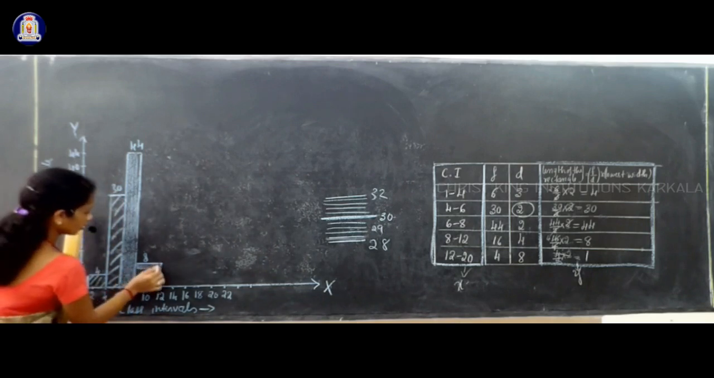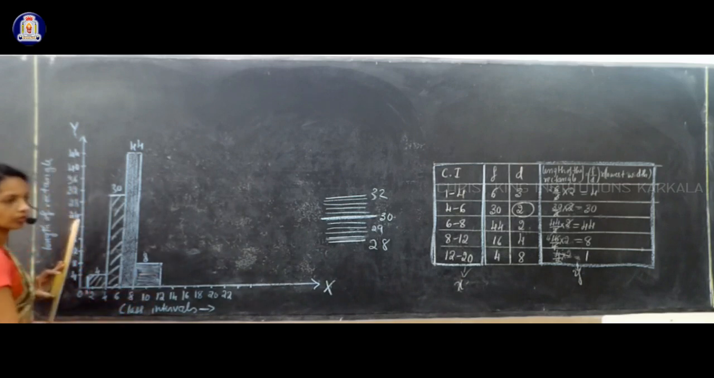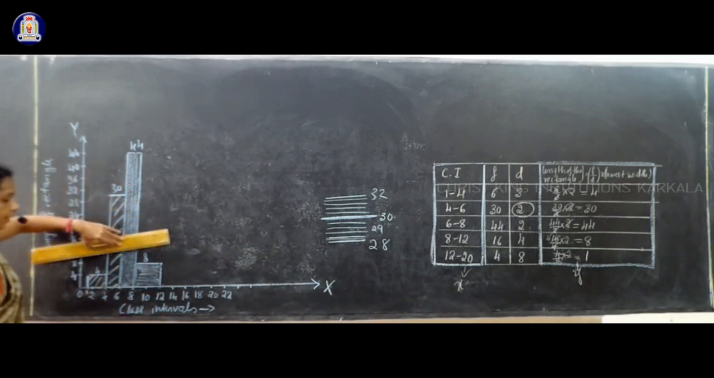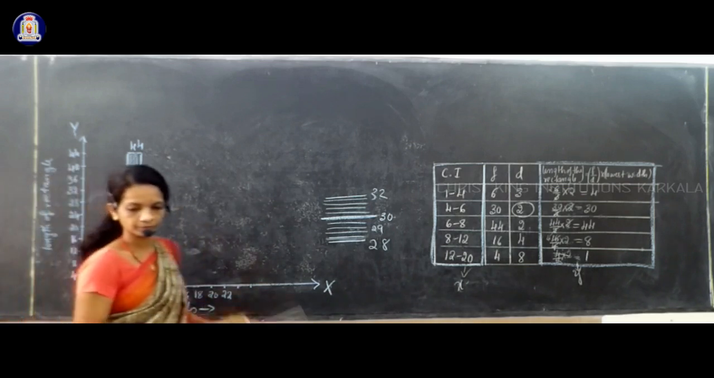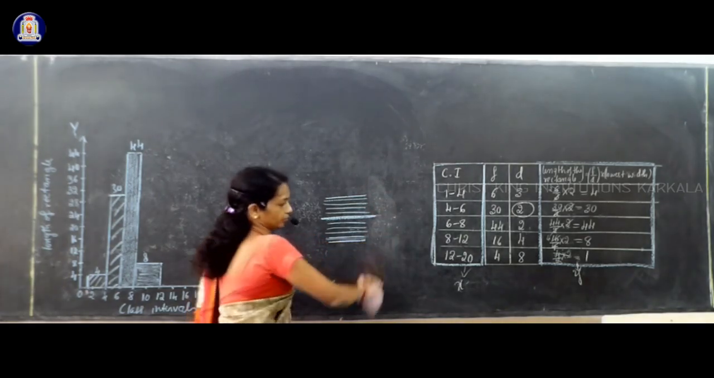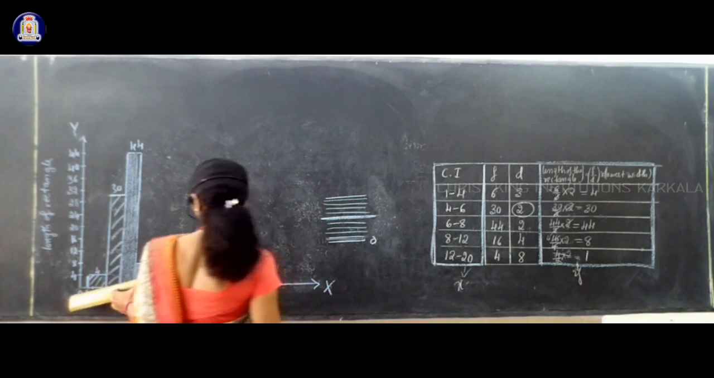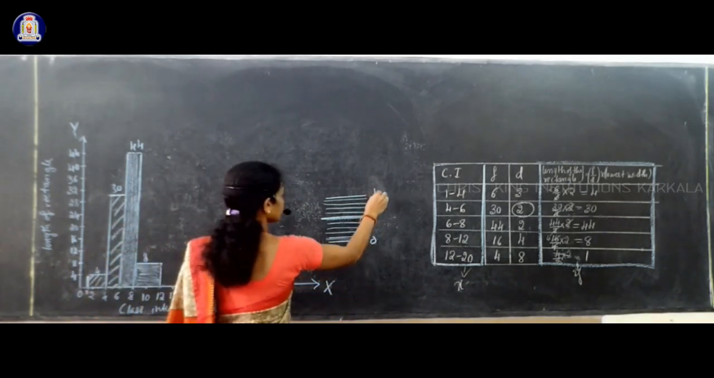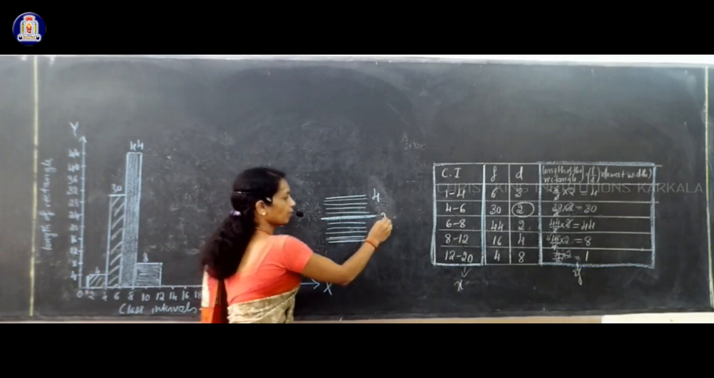And the last rectangular bar, of height how much? The last one is of height 1. Where is 1? See, I showed here from 0 to 4. Exactly in between, we take this one as 0 and this one as 4. Exactly in between 0 and 4 what you have? You have 2.